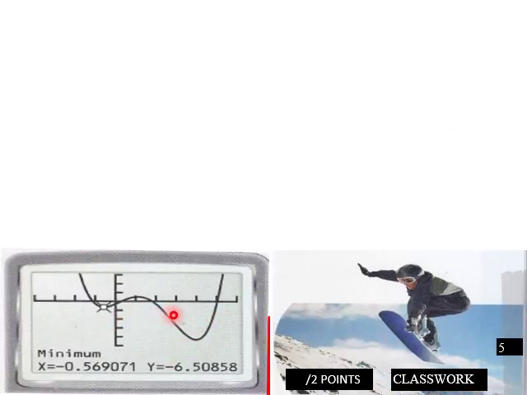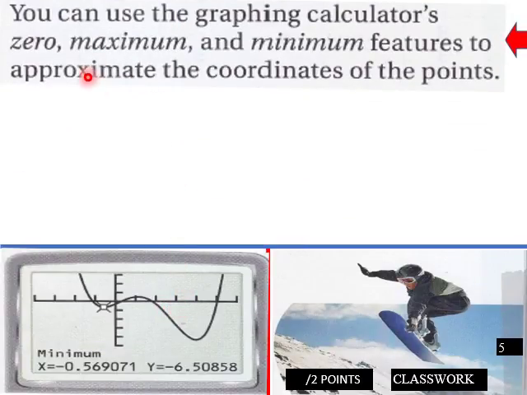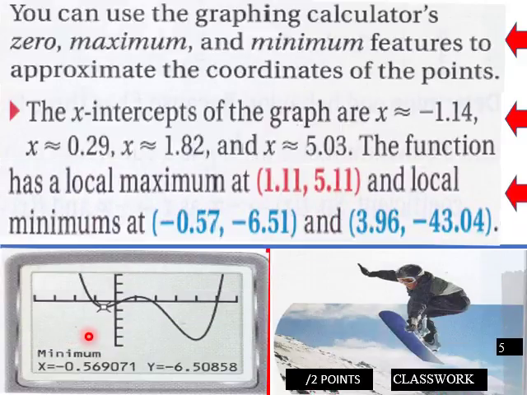Here is that same shot of the graphing calculator of that polynomial. The x-intercepts, and you can again find this on your graphing calculator, are negative 1.14, and then 0.29, which is there, then 1.82, then 5.03. These are all x-intercepts here for this polynomial function.